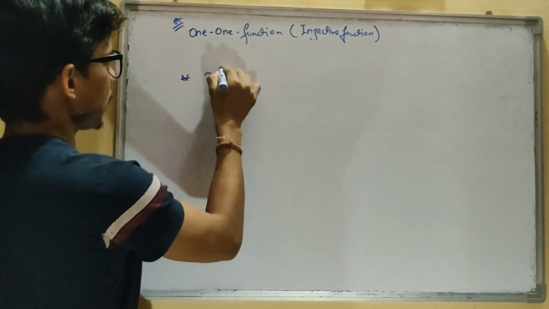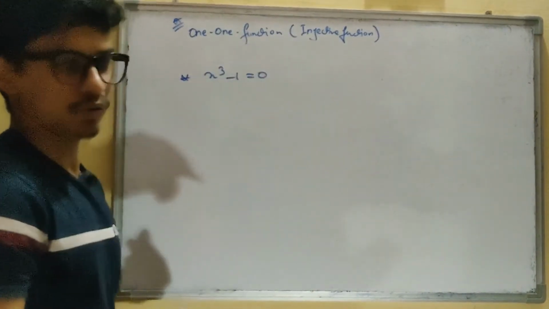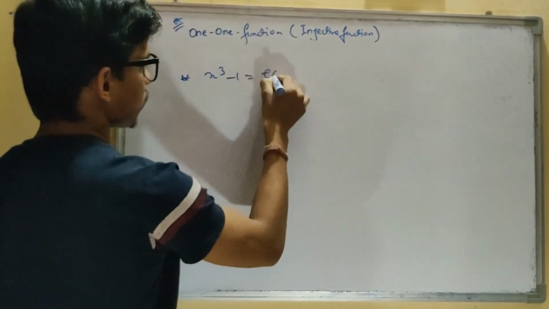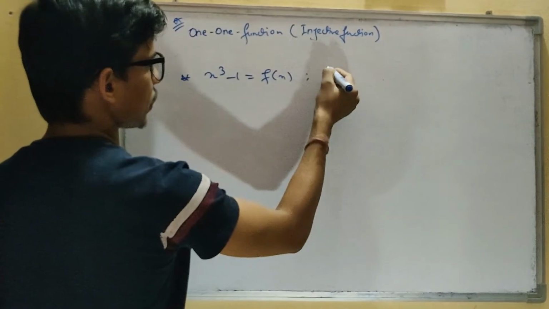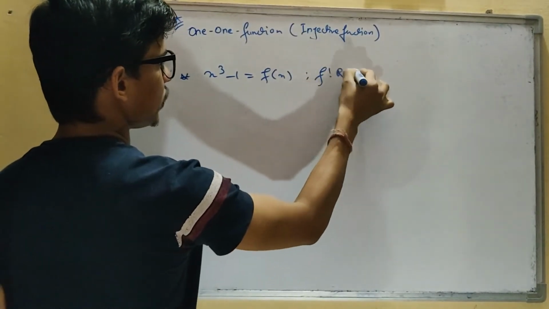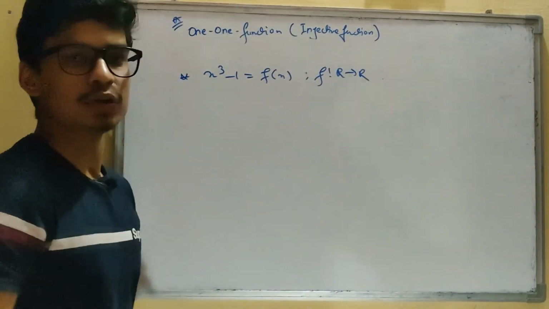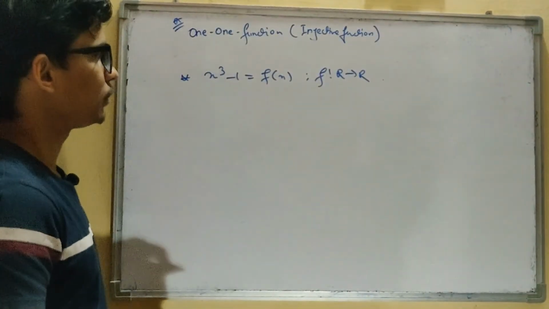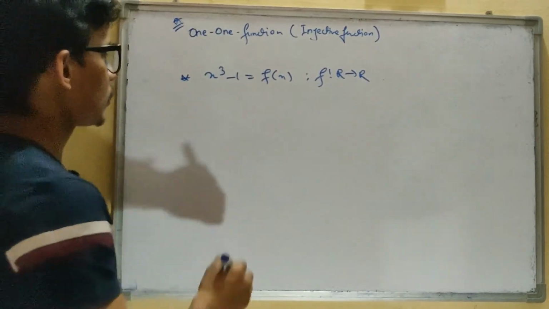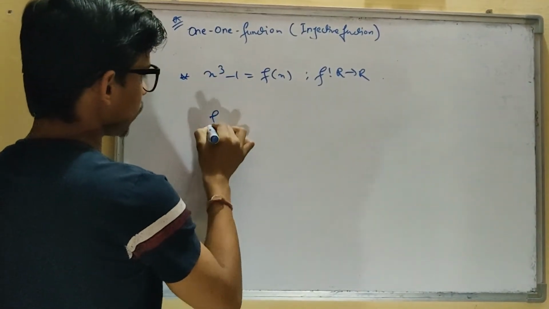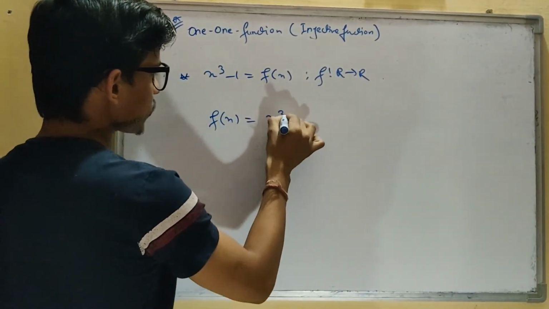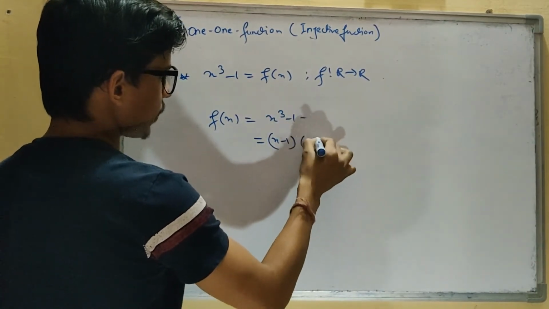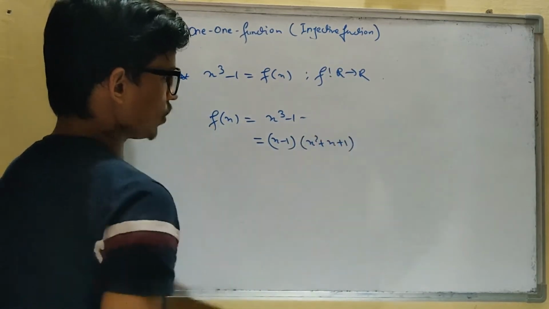Now the next question is x cube minus 1 is equals to f(x), and the function is real to real. Okay, so what you have to do, you have to check whether it is 1-1 or not, right? So what you can do is f(x) is equals to x cube minus 1, and this can be (x minus 1) bracket (x square plus x plus 1).